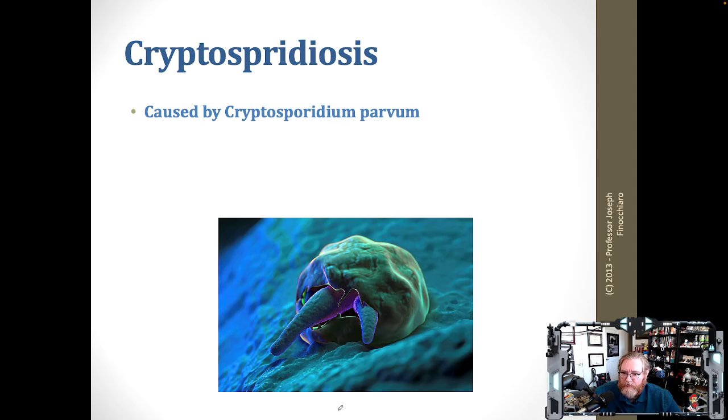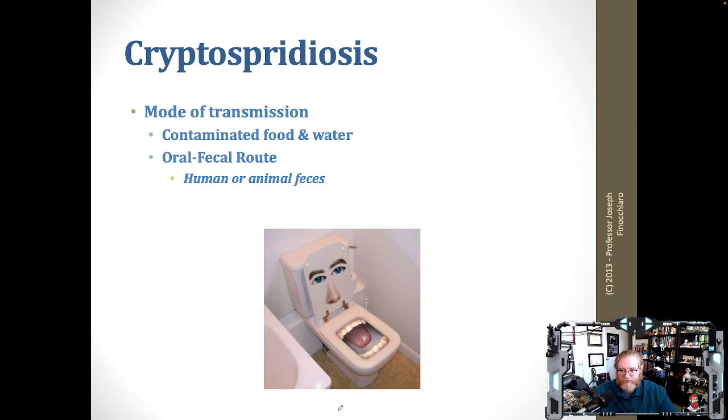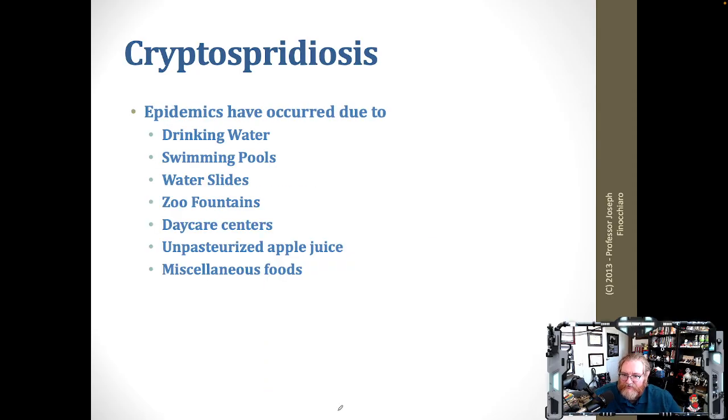Cryptosporidiosis, caused by Cryptosporidium parvum. It is also known as traveler's diarrhea. The mode of transmission, as you can imagine, is the fecal-oral route and contaminated food and water. Epidemics have occurred due to drinking water, swimming pools, water slides, zoo fountains, daycare centers, unpasteurized apple juice, and miscellaneous foods.